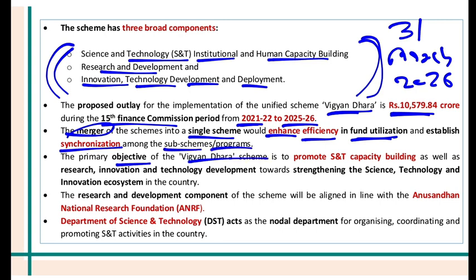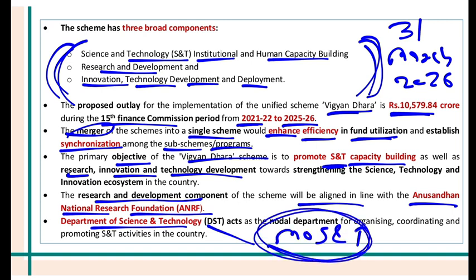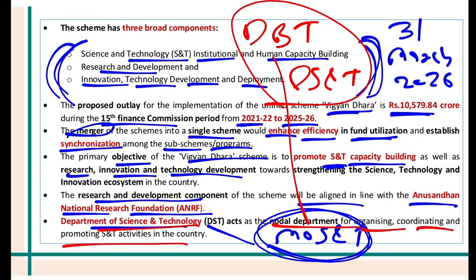The main objective of the Vigyan Dhara scheme is to promote science and technology capacity building, research, innovation, technology development, basically all of these, right? And the research and development component of the scheme will be aligned with the Anusandhan National Research Foundation. The Department of Science and Tech works under the Ministry of Science and Tech. Look, the Ministry of Science and Tech mainly has 2 departments: the Department of Biotechnology and the Department of Science and Technology. They both constitute the Ministry of Science and Tech. So the Department of Science and Tech will implement this scheme. It will be the nodal department for organizing, coordinating and promoting the activities.